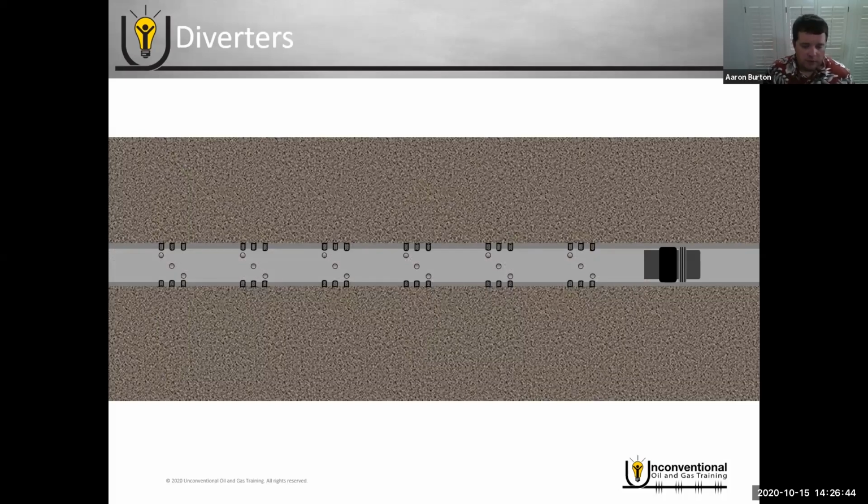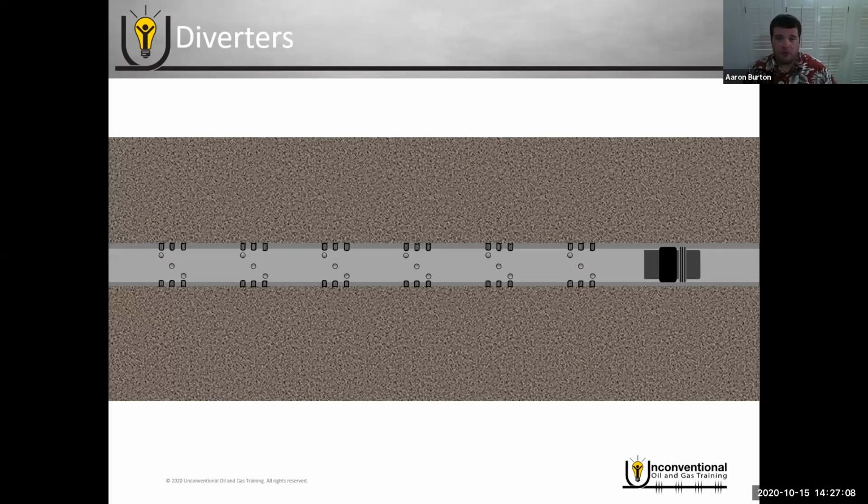And so that's where something called diverters comes into play. If you look at a lot of the U.S. operators' public statements, in a lot of cases when they start talking about adding clusters per stage, in a lot of cases they added diverters as well. They do reference diverters. And so once again, we're going to look at a very simplistic example of diverters just to give you an idea of what we're trying to accomplish.